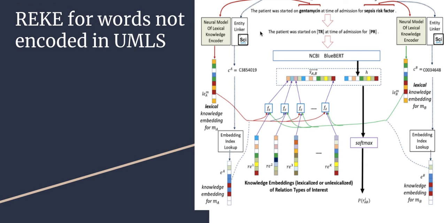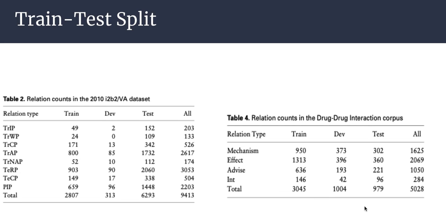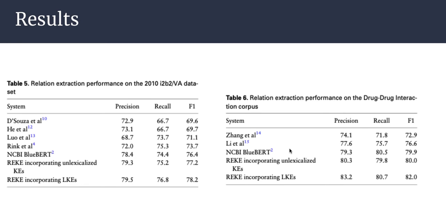So these entities go into BlueBERT, and from here they go into the knowledge embedding encoder. Then their scores are calculated, and the contextualized embeddings and the scores are concatenated to get the softmax, to get the relation. Now we'll come to the results, and we'll see the train test split of all the relation counts between the i2b2 data set and the drug-drug interaction data set.